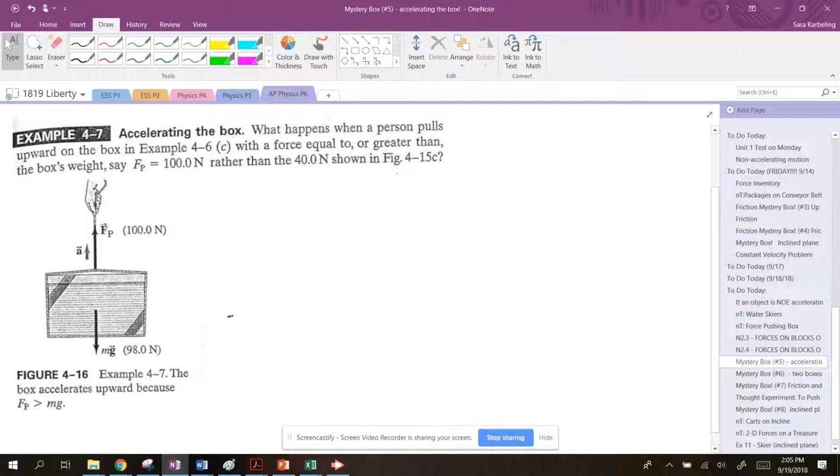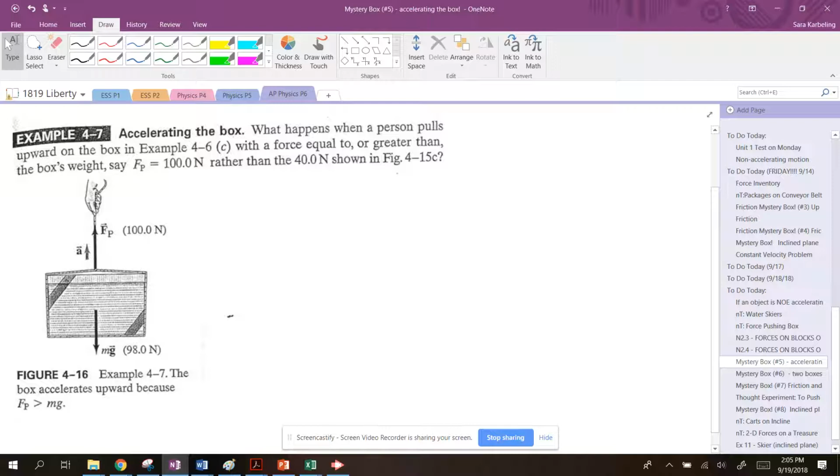So here we go. We talked about this mystery box. This mystery box is not quite as pretty as the mystery box that I had in my head. I had one that had really pretty paper on it and all kinds of things. This one is just kind of like a crate. It's not very exciting. But here's the situation.